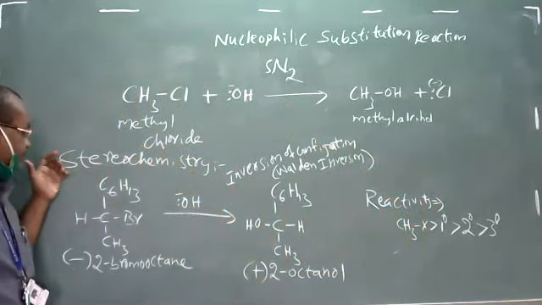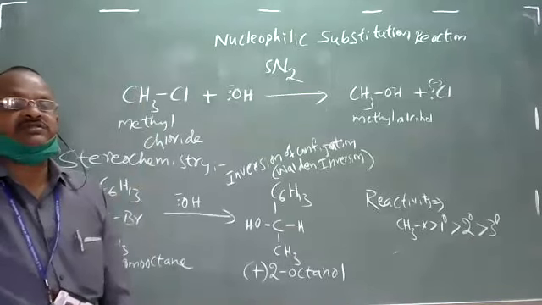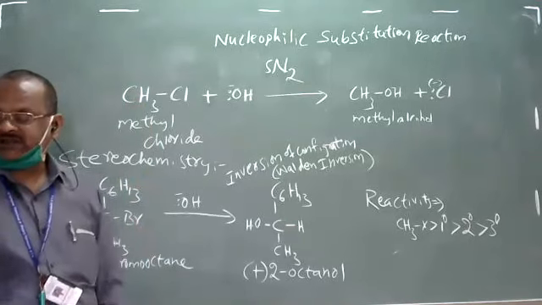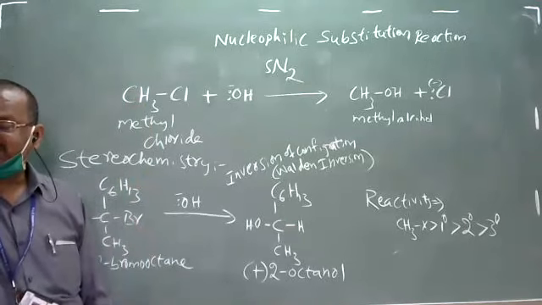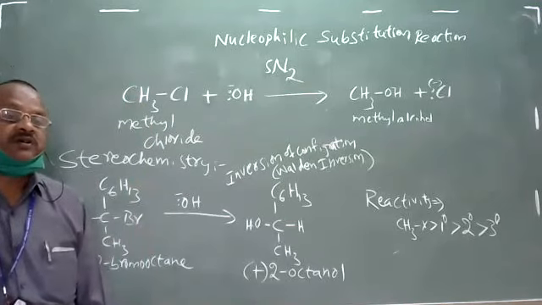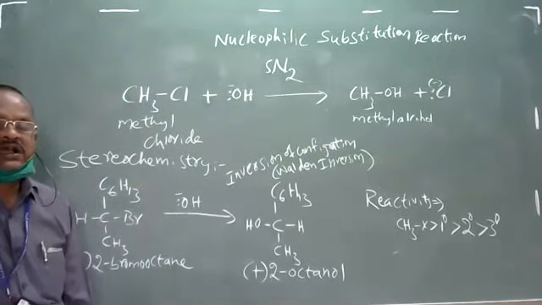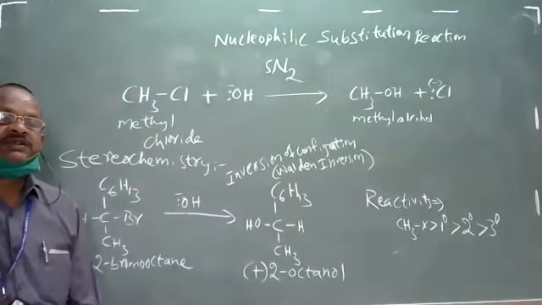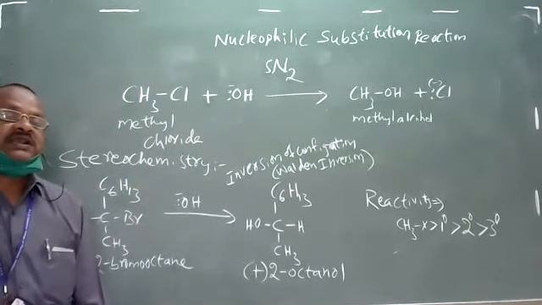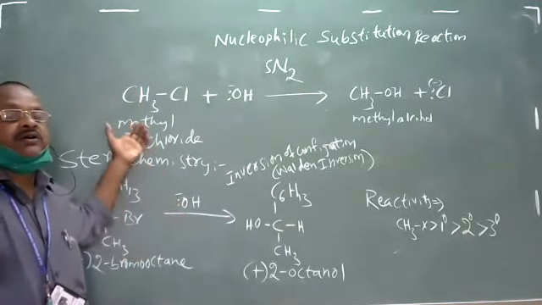Then coming to stereochemistry, we cannot use the same methyl chloride because it is not an optically active molecule, as it does not contain any chiral center. A chiral carbon means a carbon attached to 4 different atoms or groups, and that particular chiral carbon is optically active. Optical activity means it can rotate plane polarized light towards either the left side or the right side. This is called optically active.